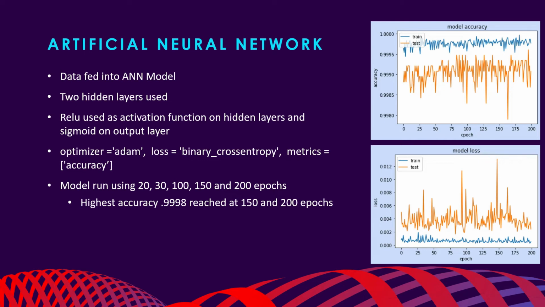So this model we ran using various epochs to try to see what was the most accurate we could get. We ran it using 20 epochs, 30, 100, 150, and 200, and we reached the highest accuracy when 150 and 200 epochs were used, and that accuracy was pretty high, 0.9998.